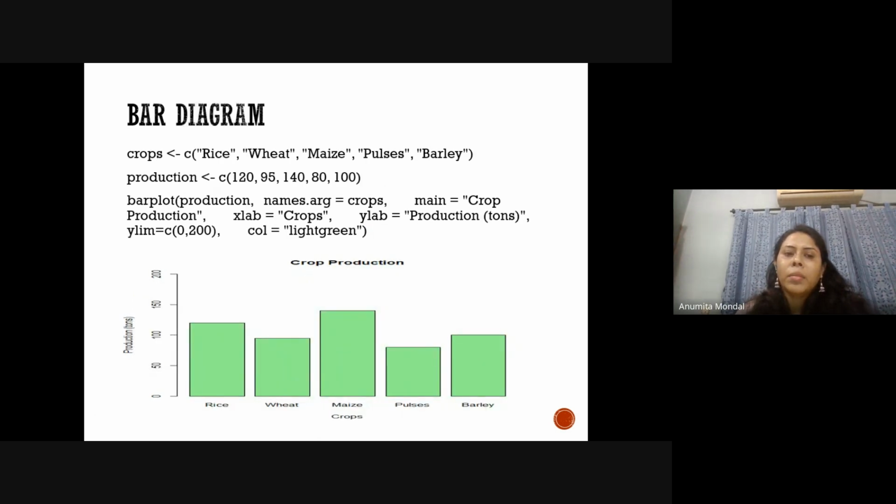Then there is a bar diagram. In this case, I have taken data on rice, wheat, maize, pulse, and barley, and the production of these products. If I use the barplot command, it gives you the bar plot of production in tons. And from this, we can interpret the data, like maize has the maximum production.